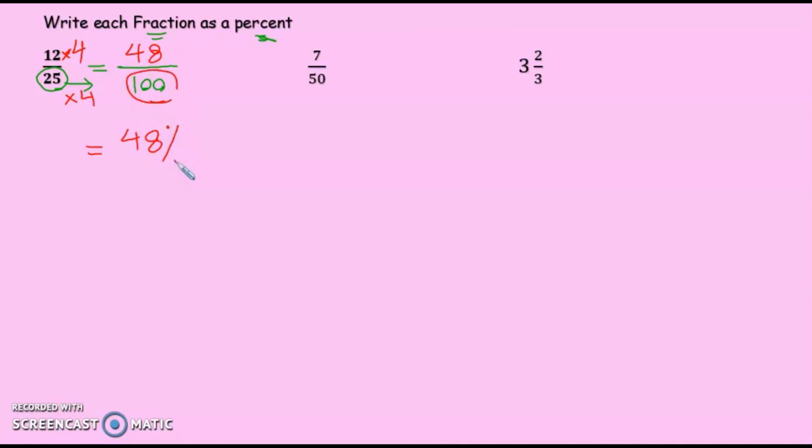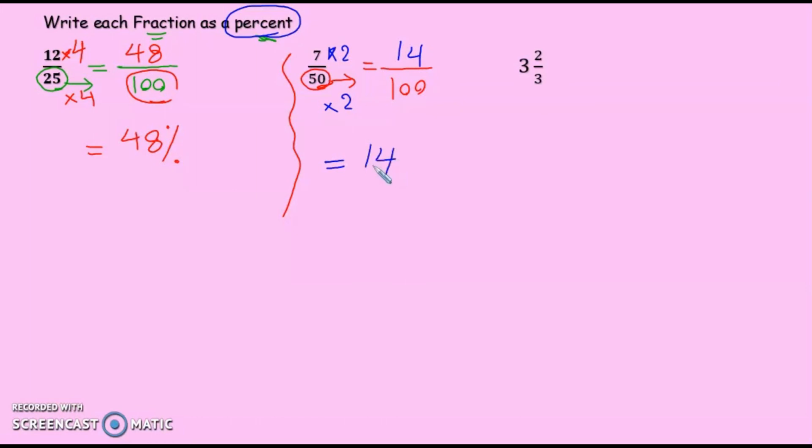Yes, percent. Next example. Can I convert this 50 to 100? Yes. By what? By multiplying by 2. Therefore, you have to multiply the top by 2 as well. It would be 14. As a result, the question is asking you to represent it as a percent. When a denominator is 100, it's ready. So therefore it would be 14 out of 100. It means 14%.